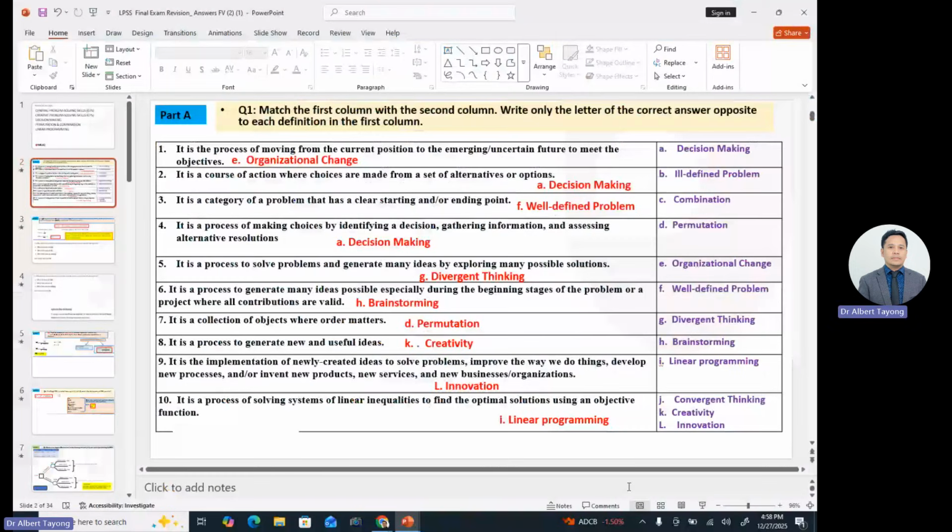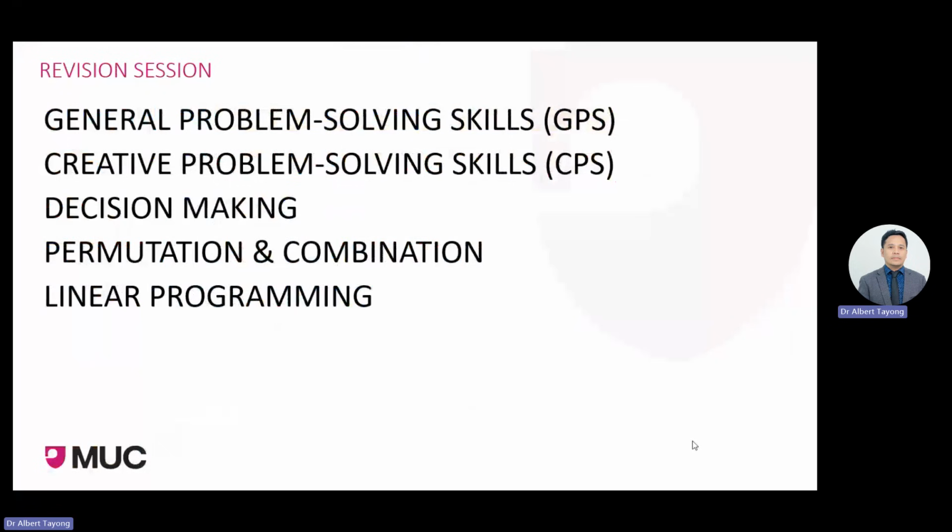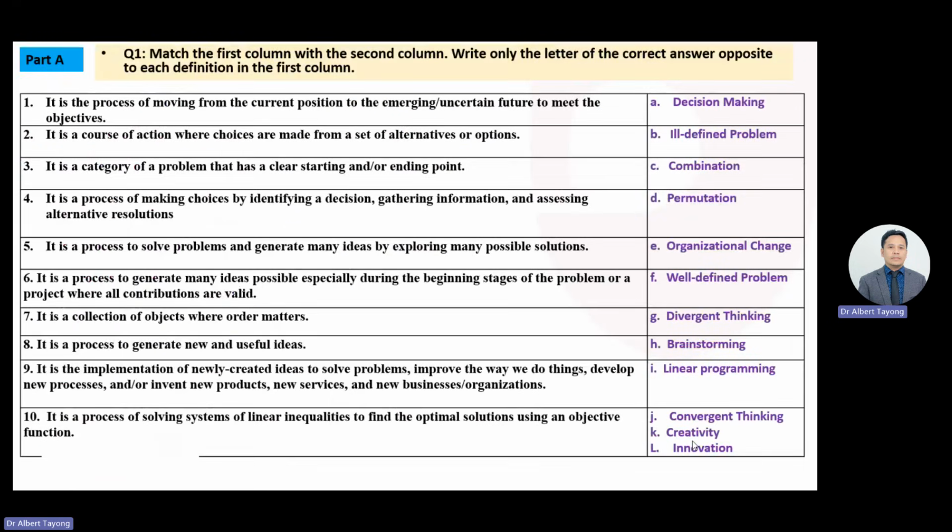So today we are going to have a review of GPS, the General Problem Solving Skills, CPS, Creative Problem Solving Skills. Then we're going to proceed to decision making, then permutation and combination, as well as linear programming. Let's start with some definitions.